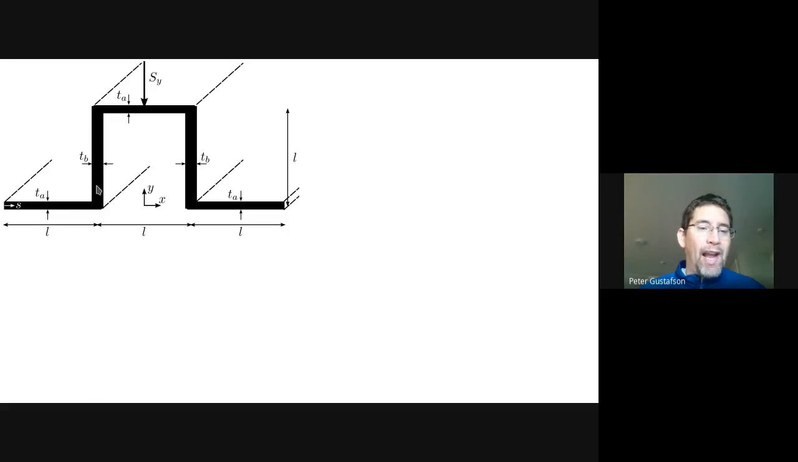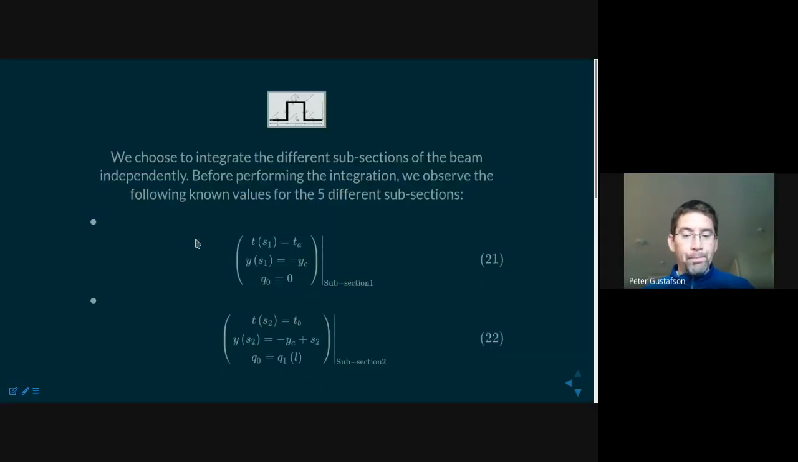Okay, in this case, Y is not a constant as it's regarding S. As S changes in this segment, so does the Y position. So we have to write a function for Y in here, and that's really the only challenge to this portion.